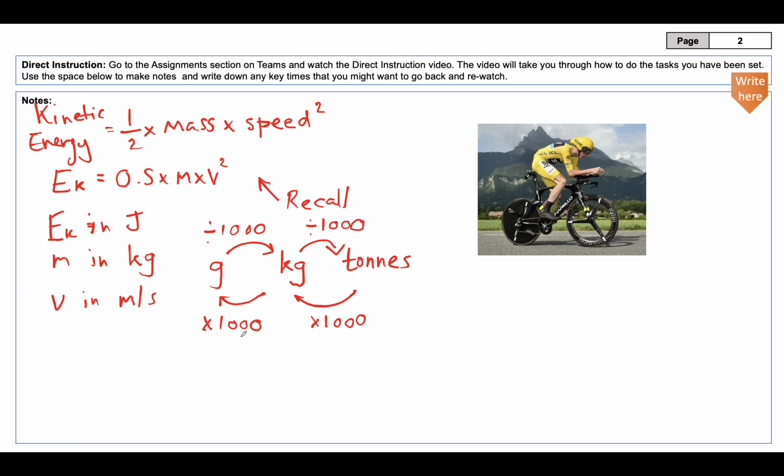And we do the same with tons. So we might refer back to this throughout the course of today's lesson. Let's have a look at an example in context.